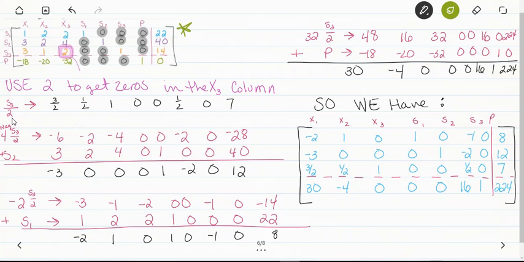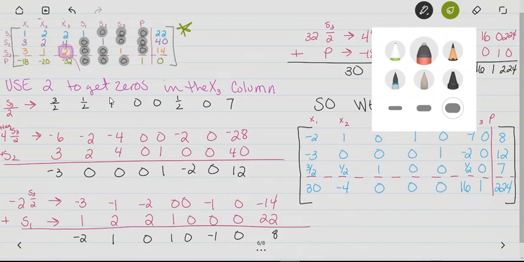But just keep in mind that really what we're doing, so we don't break any laws, is multiplying by 1/2. I'm going to take the 3, multiply by 1/2, 1 times 1/2, 2 by 1/2, and so on. And here's what I get. The resulting row is 3/2, 1/2, 1, 0, 0, 1/2, 0, and 7.